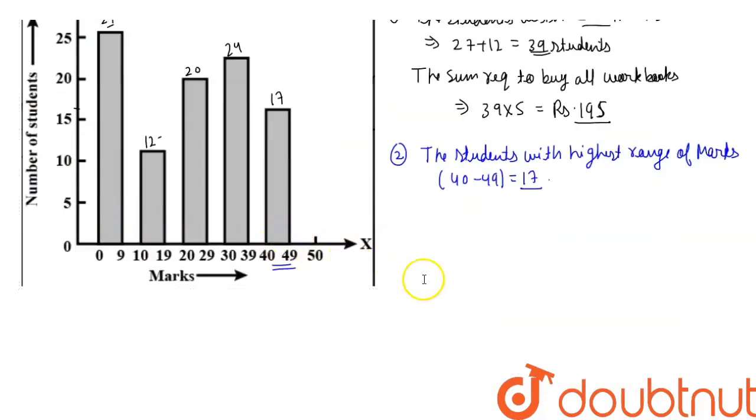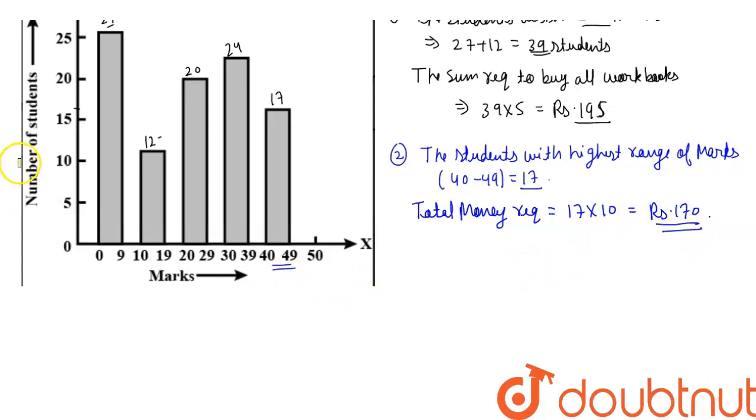So since there are total 17 such students, the total money required would be, here we have 17 students and each student will get 10 rupees. So it would be 17 into 10. On solving this we get rupees 170. So total 170 rupees would be given by the school authority in this case.